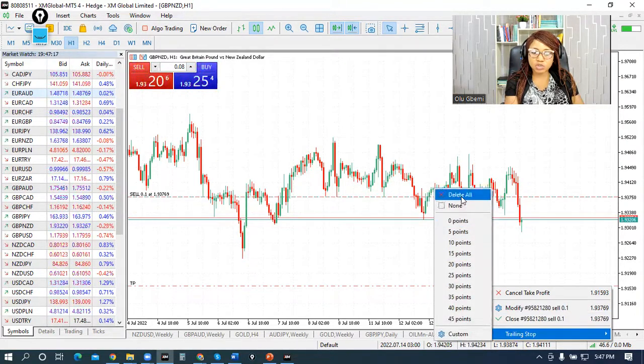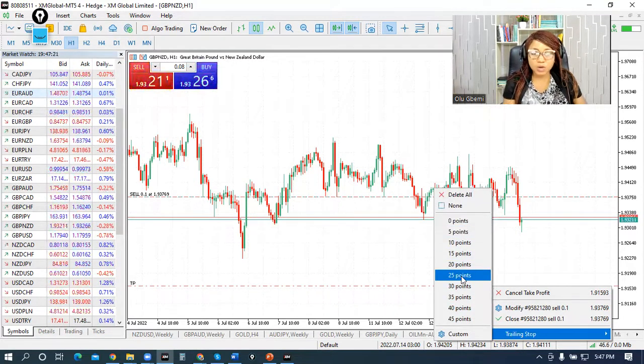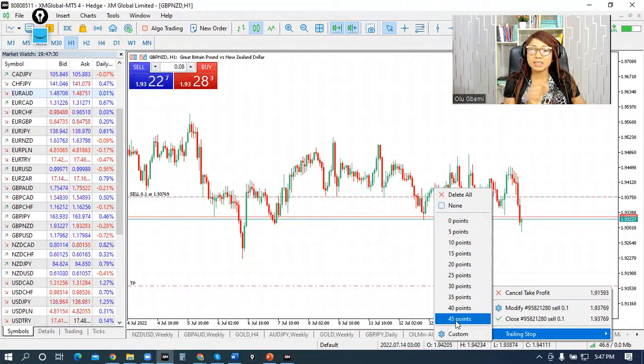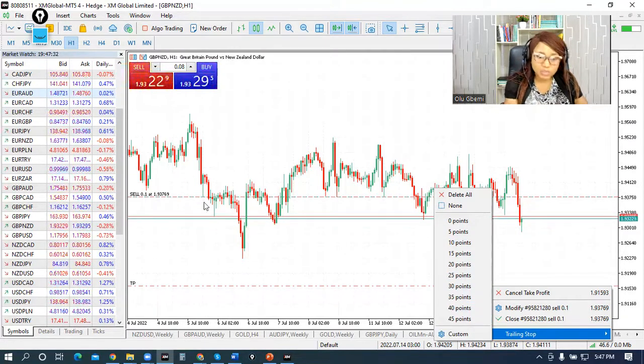Now it shows me some default points. What you now want to understand is what a point is. A point is different from a pip. So if I'm looking at 45 points, it simply means 4.5 pips for this currency pair.